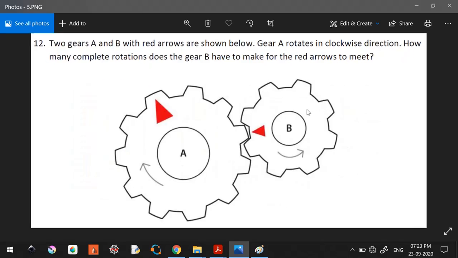And something on gears. Given these two gears with the direction of rotations given here, how many teeth of gear B should rotate in this direction so that this red arrow and this one will be on the same gear tooth? That's what I can say.